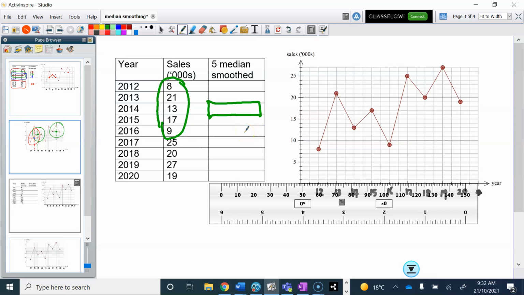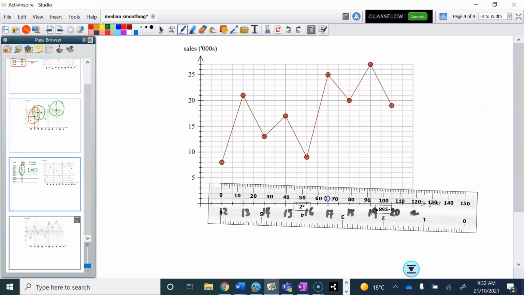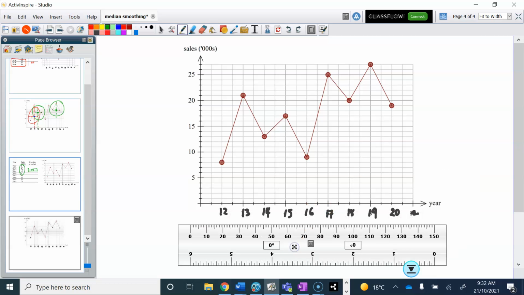So again, putting those in order, 8, 9, 13, 17, 21, the middle point is 13. Okay, so you can do it that way. I tend to like the graphical method better. And again, moving 1, 2, 3, 4, 5. So you're interested in 5 points at a time.